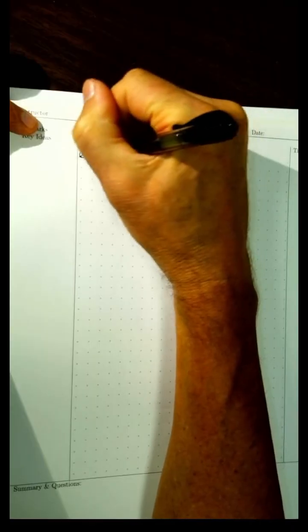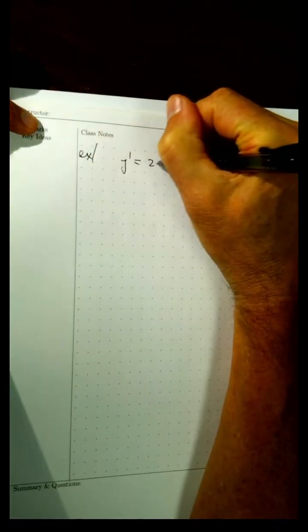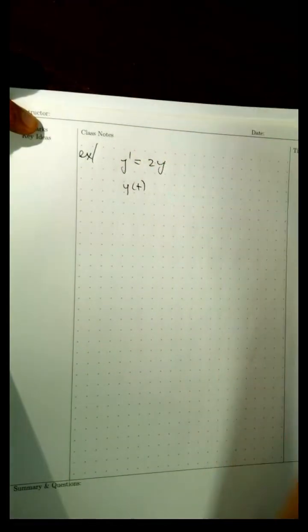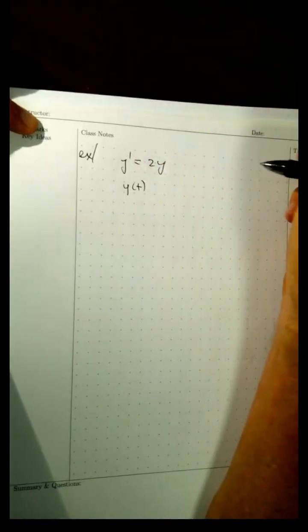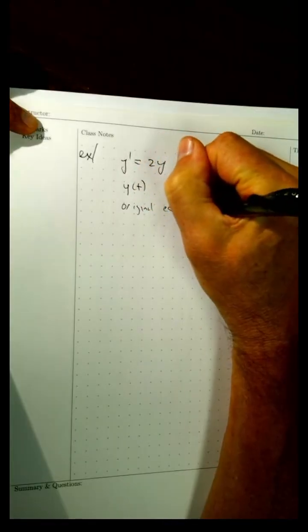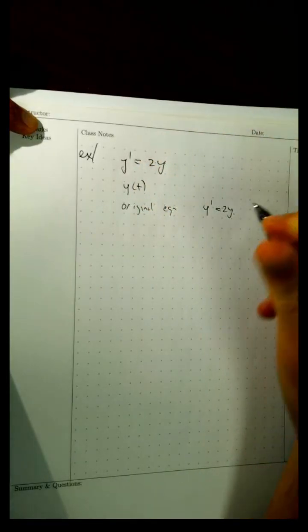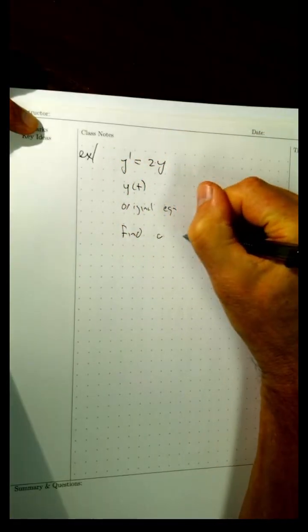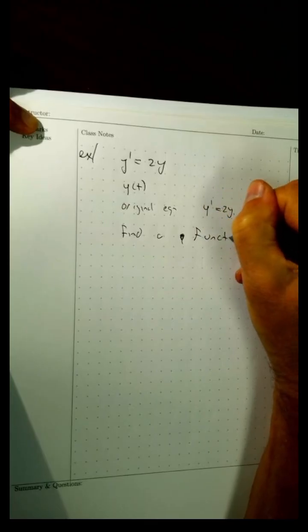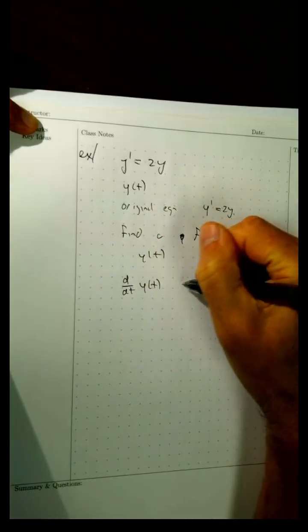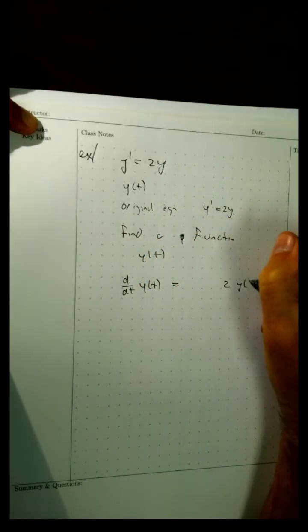So let's look at an example of what this means. Suppose I have y prime equals 2 times y. Again, y I'm just going to assume is a function of t, just because that's what I'm used to. And this is my original equation, y prime equals 2y. What the question is asking is, I want to find a function y of t, so that when I take the derivative of y of t, it's the same thing as taking 2 times the original function.